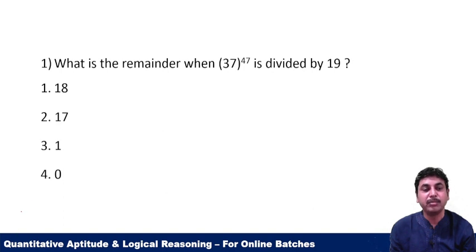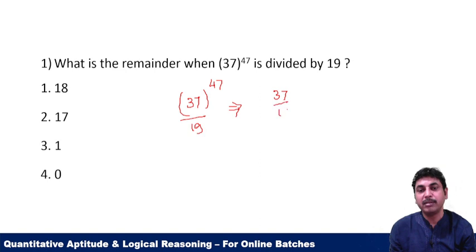Now this is a very simple question. Now, 37 raised to 47 divided by 19. If you look at this question in this fashion, if you divide 37 by 19, your remainder will be minus 1. If it were 38 divided by 19, then the remainder would have been 0. But this is 37. So, your remainder is minus 1.